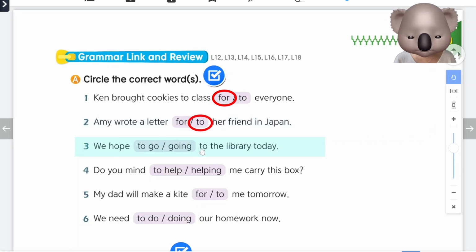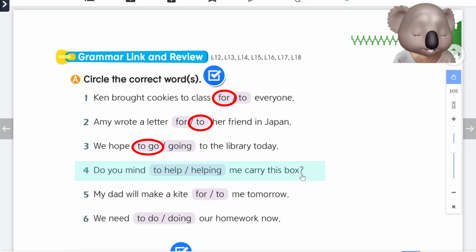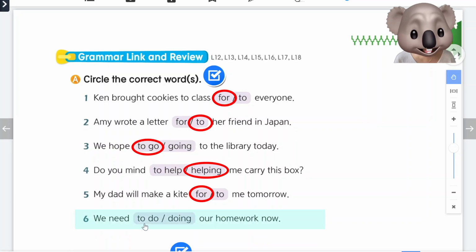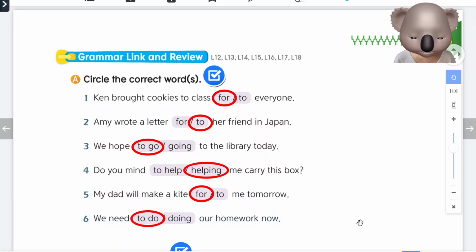Number 3. We hope to the library today. We hope to go to the library today. Number 4. Do you mind to help or helping me carry this box? Do you mind helping me carry this box? Number 5. My dad will make a kite me tomorrow. 날 위해서. For me. Number 6. We need our homework now. 지금 해야 되니까 we need to do our homework now.